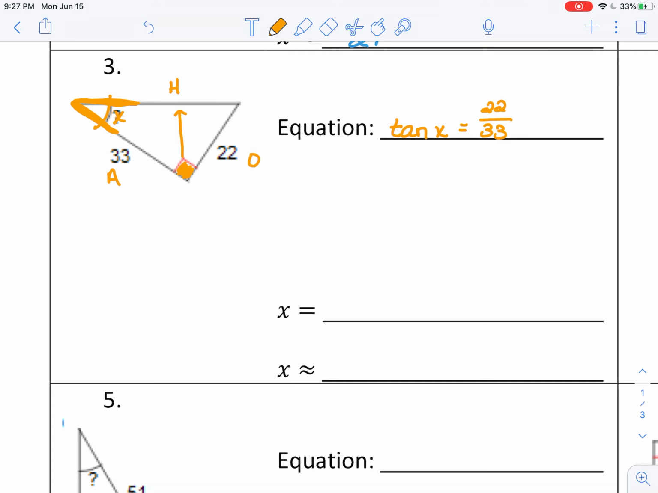To find an angle, you do inverse. Angle and inverse should be pulsing through your head when you do these problems. Angles are solved by inverse. So to get x by itself, I'm going to do tangent inverse to both sides of the equal sign. I'm kind of skipping showing my work here, but I essentially took tangent inverse so that it cancels, and I just have the x left over. So I'm ready to put this in my calculator. Tangent inverse of 22 over 33.